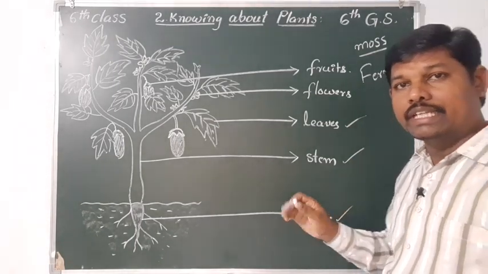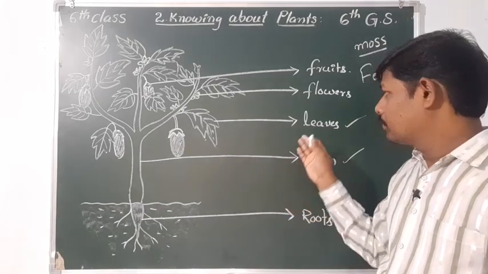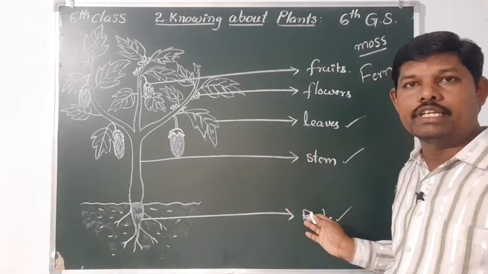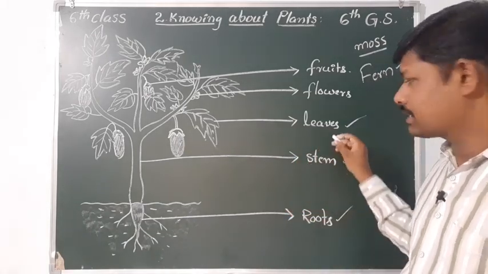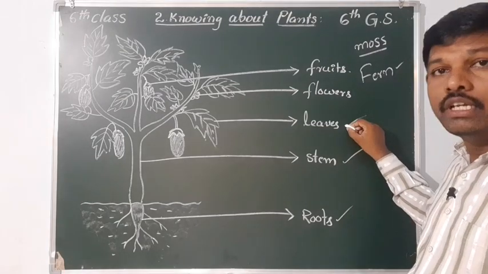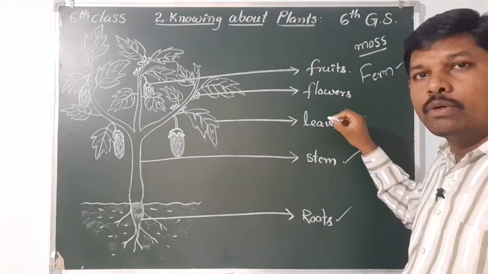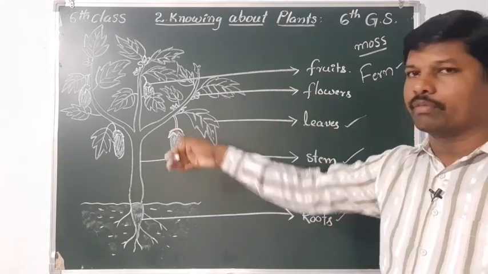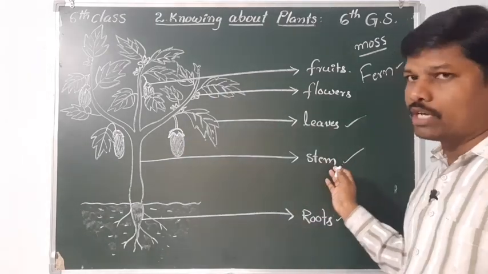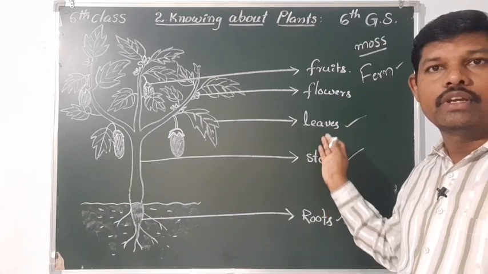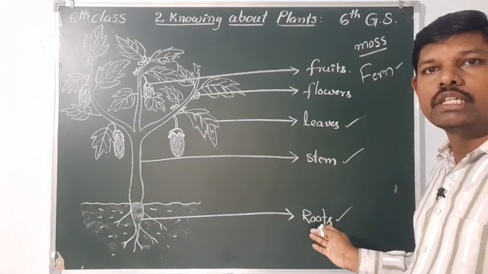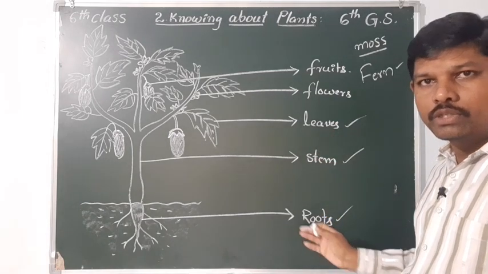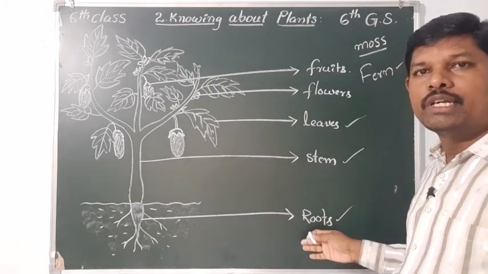Now the next question is, what is the importance of each part? For example, what is the importance of leaves? That means what role they play in the life of the plant. Likewise, what are the functions of the stem? What are the functions of leaves? What are the functions of roots? Let us understand more about these functions.